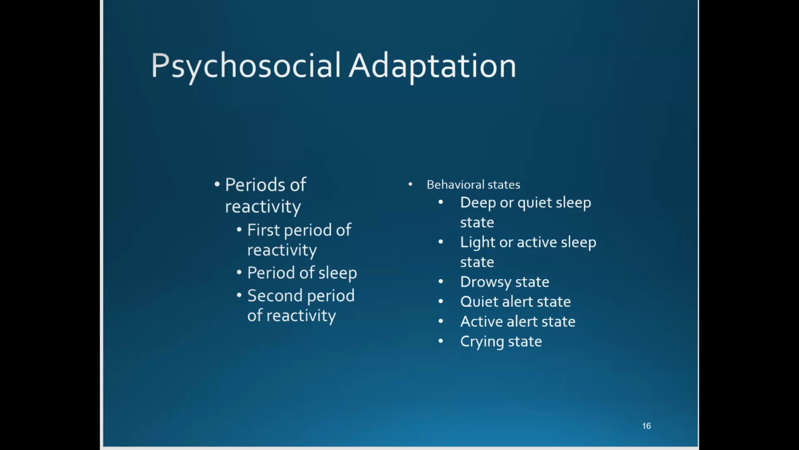Babies have different behavioral states. So we have their deep or quiet sleep, light or active sleep. Sometimes they are drowsy, quiet alert, active alert, and crying. We expect to see babies exhibit all of these different states in the newborn stage. And that speaks to the intact central nervous system and appropriate response of the central nervous system to different stimuli.